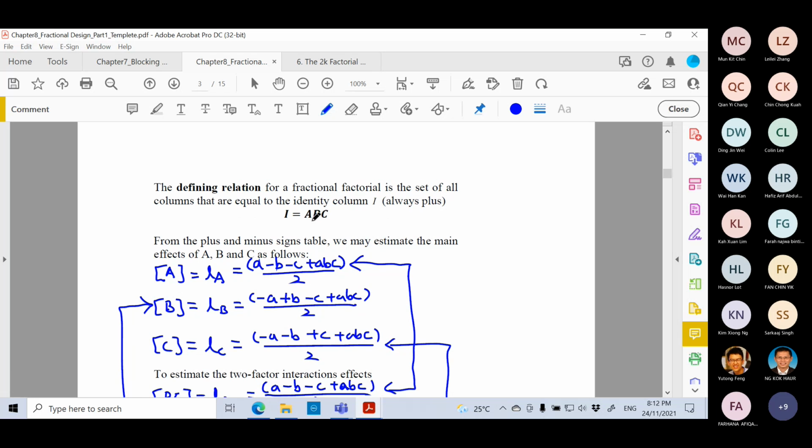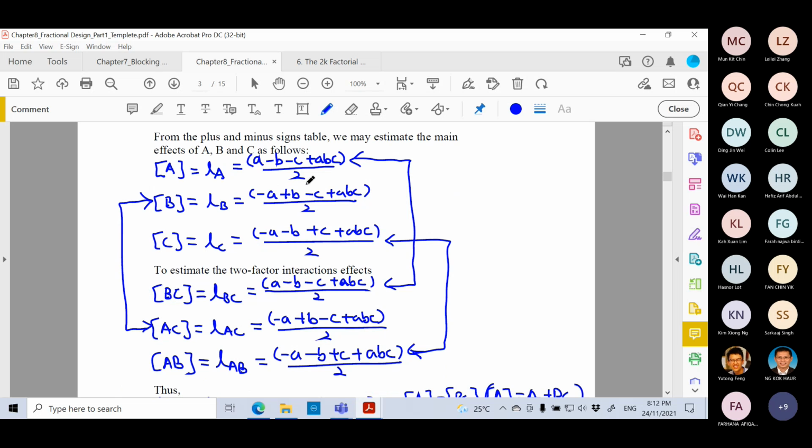Just now we used the ABC as a generator so that we know which half of the treatment combinations we want to run. And then from the ABC generator, we write the defining relation, I equal to ABC. Then we will know which are the aliases. If I list down all of these, you can observe A and BC are aliases, B and AC, C and AB are aliases.